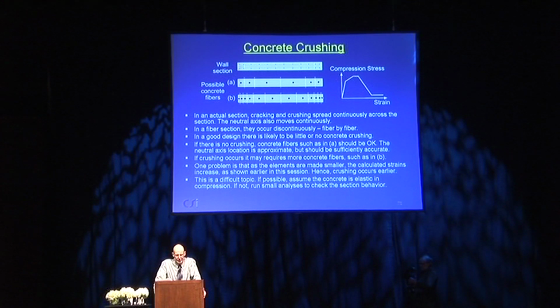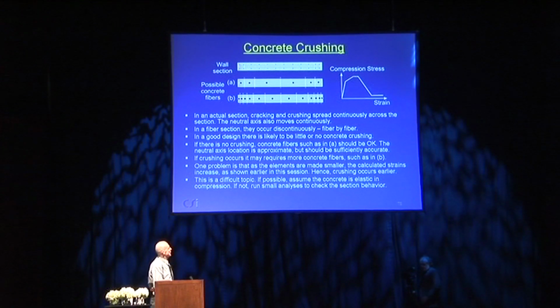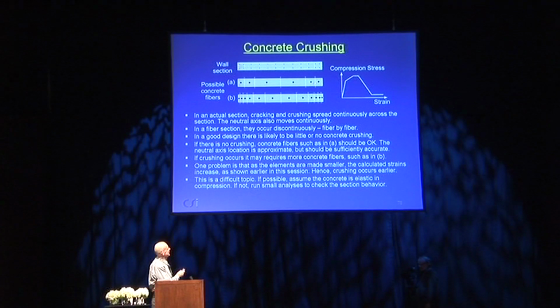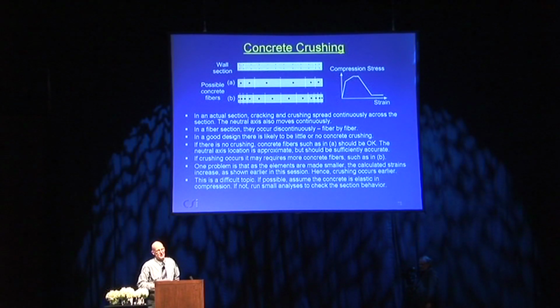If there's no crushing, it's probably sort of okay to assume things like this, and the neutral axis could move this far, and then it wouldn't go any further. It would jump from this point to this point. If there's crushing, maybe you need more elements, and this is a tricky one.